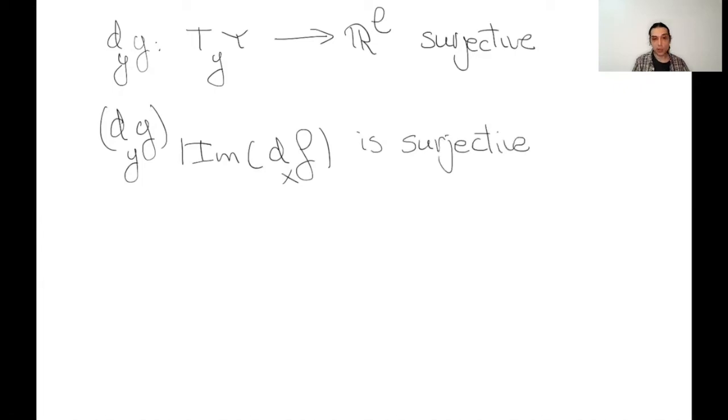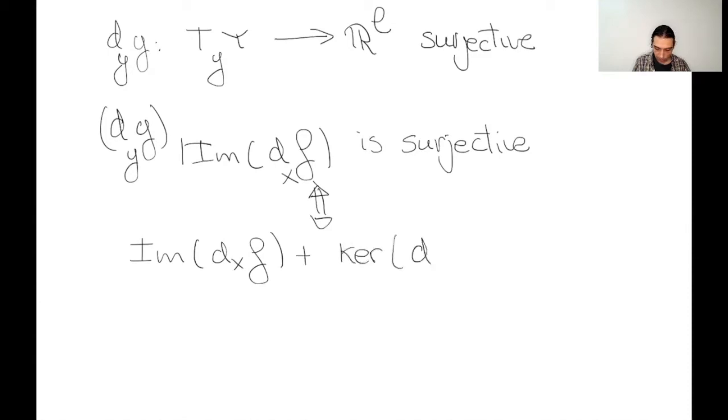But this is going to happen if and only if the image of the differential of F at the point X plus the kernel of the differential of G at the point Y, this sum is the whole tangent space of big Y at small y. That's it. If this happens, it's because that restriction is surjective, and the other way around.